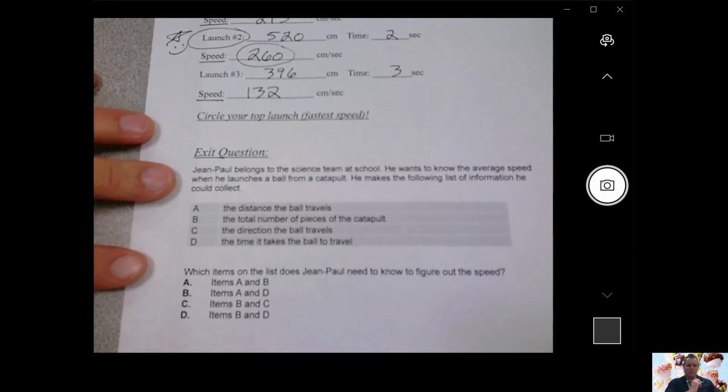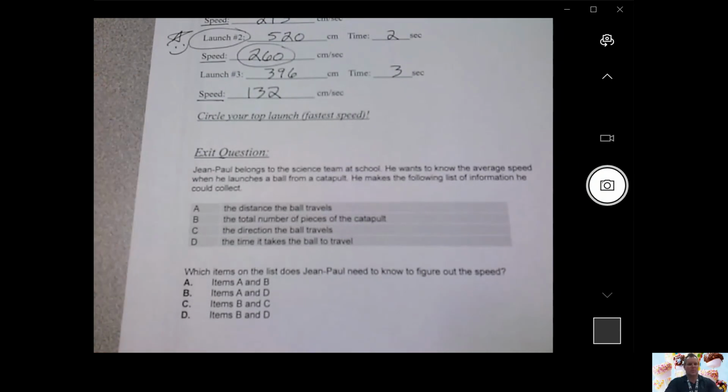Let's go down to our exit question here. And we have a cool little thing that goes right with what we were talking about. John Paul belongs to the science team at school. He wants to know the average speed when he launches a ball from a catapult. He makes the following list of information he could collect. So these are 4 pieces of information, data that he could collect.